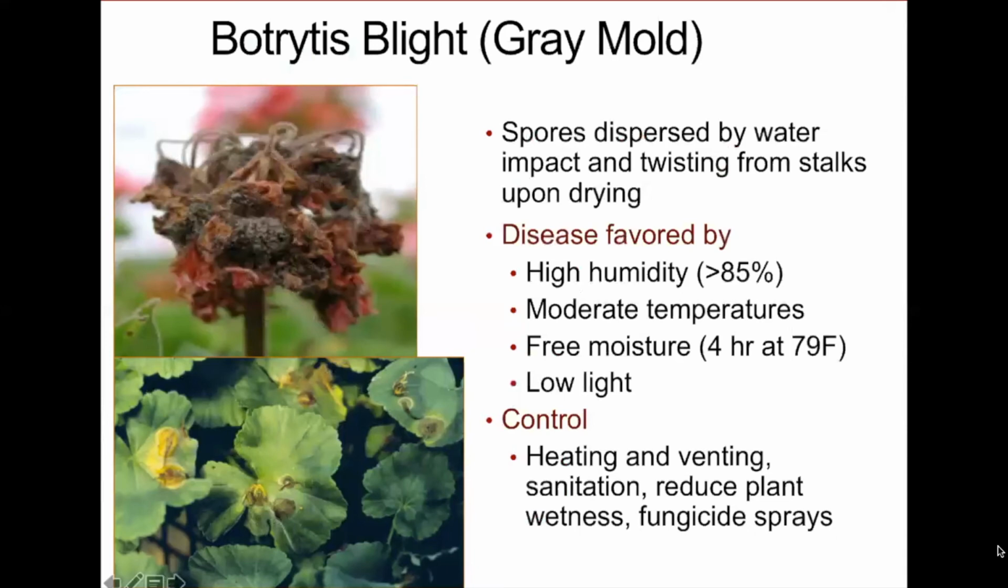So instead of applying overhead irrigation, we want to bottom feed the irrigation, and we also want to make sure that air circulation is good. So we want to have vents, and we want to make sure that the foliage is not touching each other to reduce the moisture buildup.